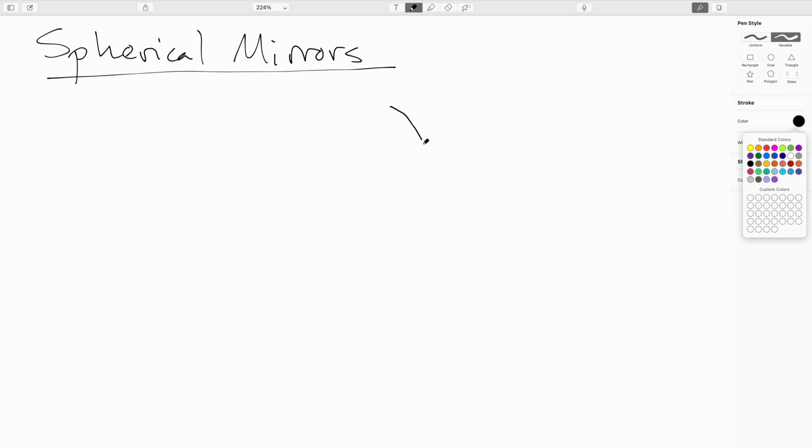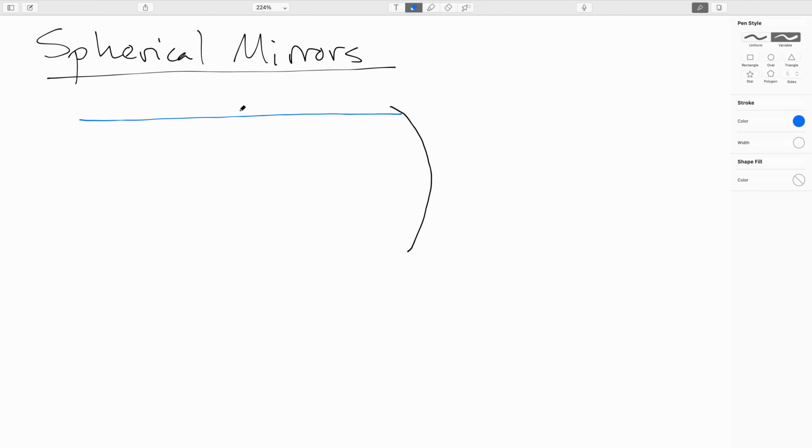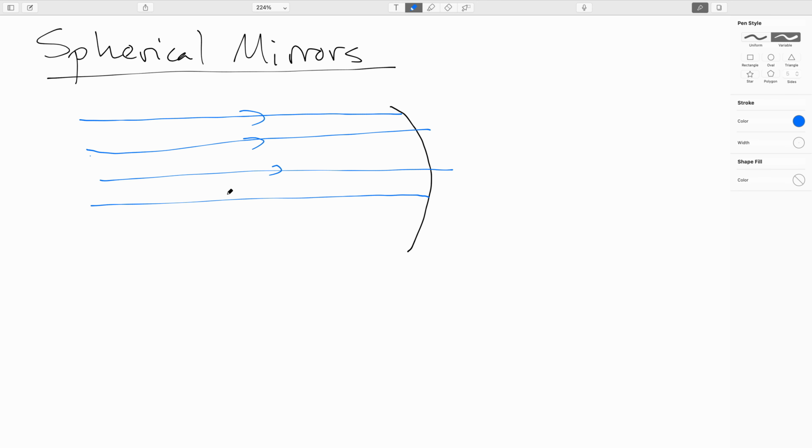So let's say you've got a curved mirror. If you've got light coming in from some distant source, you'll have a whole bunch of rays coming in parallel. And what you would like them to do is bounce off the mirror so that all of them converge to a single point.